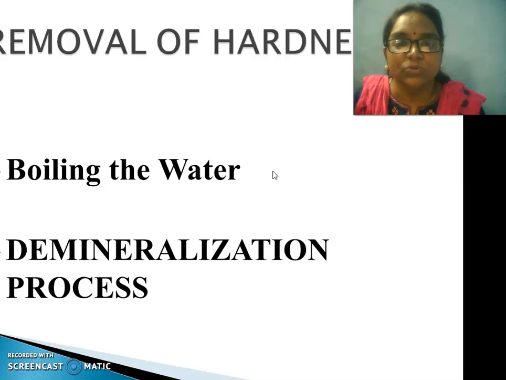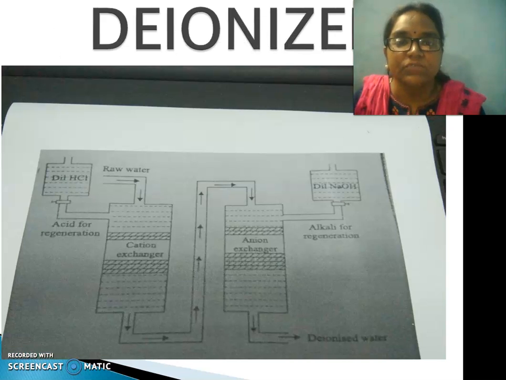The next method is called the demineralization process. Here we use a simple instrument called a deionizer, which is used for the removal of calcium and magnesium ions, that is, anions as well as cations present in hard water. What we do here is initially pass raw water into the cation exchanger column, where all the cations get absorbed by the cation exchange resins.